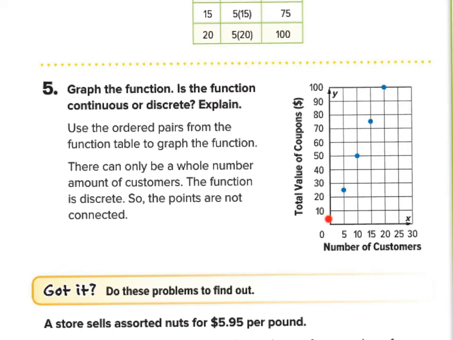And here we have it graphed. You see, 5 is 25, 10 is 50, 15 is 75, and 20 is 100. And it would make a straight line going through 0, 0, right?